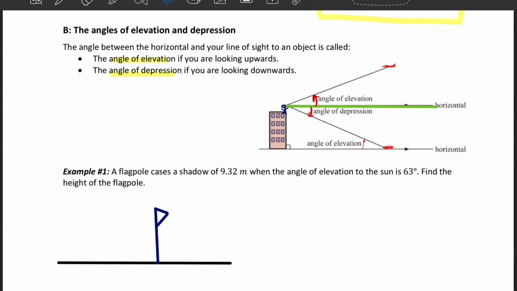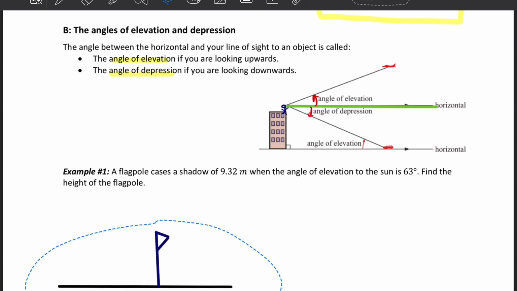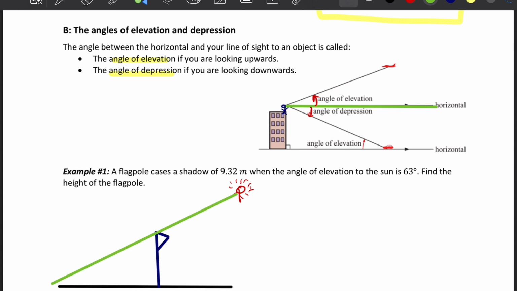We don't know where the sun is located. However, we can say we have a sun around here. If we look up, the angle of elevation is formed like this. We can say the angle of elevation is 63 degrees, and the shadow is about 9.32 meters long.